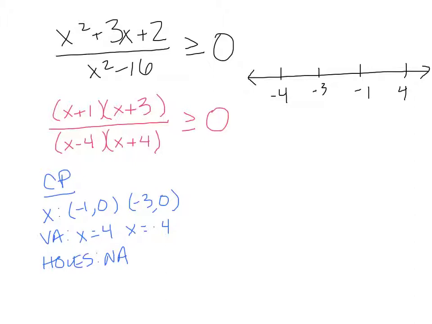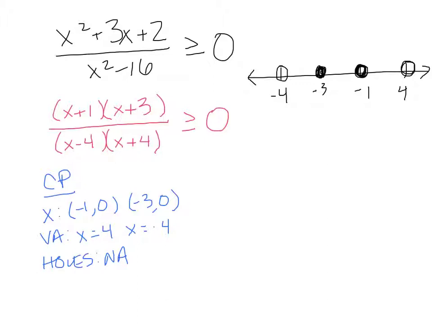So now we need to determine what circles we're going to use. Negative 4 is a vertical asymptote, so no matter what, it's open. Negative 3 is an x-intercept. Now, again, I can be equal to 0, so this one is going to be a closed circle. Ditto for negative 1. And then our last vertical asymptote is going to be open because the graph doesn't exist there. So we have several intervals that we need to go ahead and pick some test points on.